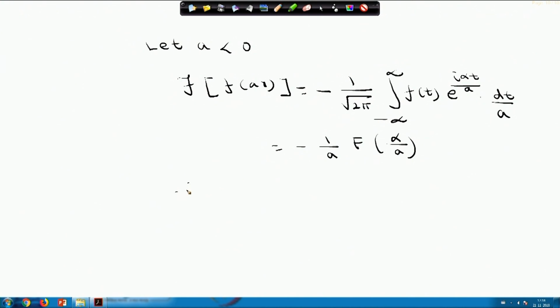So, therefore, you can write the Fourier transform of f(ax). When a is greater than 0, you are getting 1 by a times the Fourier transform at alpha by a. Whenever a is less than 0, you are getting minus 1 by a times the Fourier transform at alpha by a. So, you can write 1 by modulus of a into the Fourier transform of f at alpha by a. So, the first one we have completed the proof.